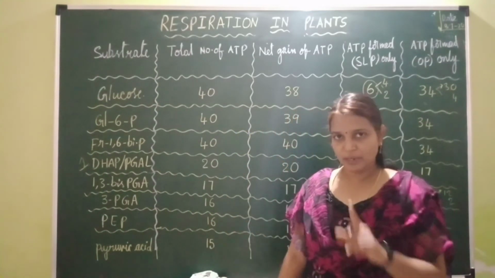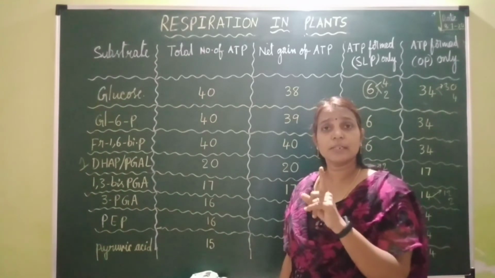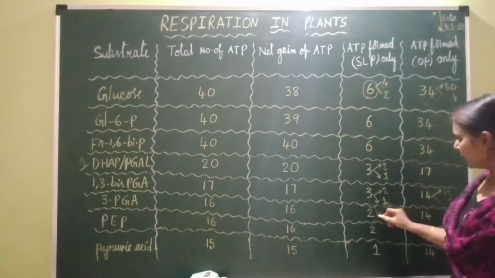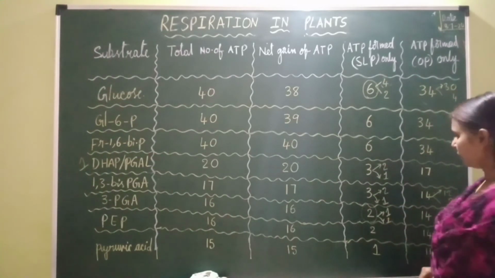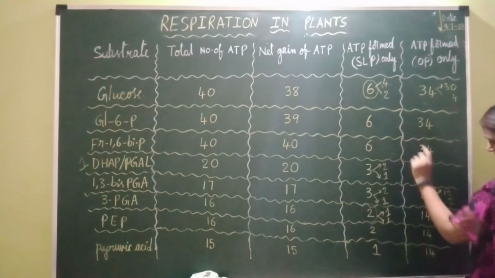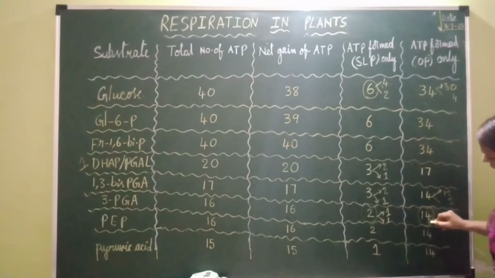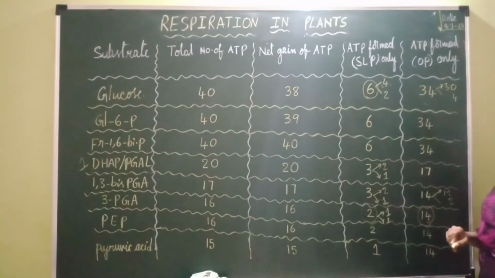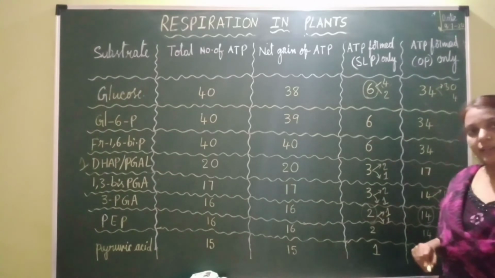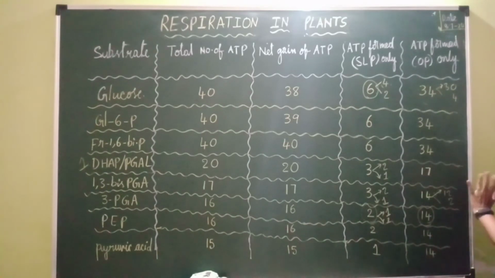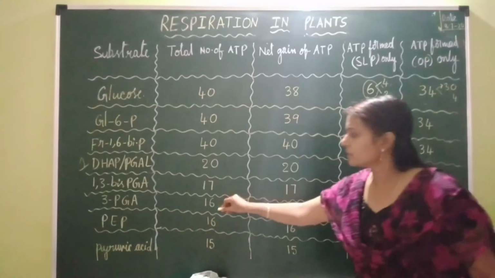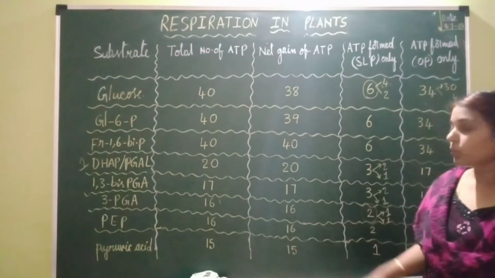So after 3-PGA, how many ATPs are formed? Only 1 ATP during glycolysis, that is during the 10th step, and 1 ATP during Krebs cycle, that is at the 7th step of Krebs cycle. So 2 ATPs are formed through SLP, and how many ATPs are formed through OP only? 14. In the same way, in link reaction 1 NADH2, in Krebs cycle 3. So 4 NADH2s and 1 FADH2 during Krebs cycle. So 4 NADH2 times 3 ATP is 12 ATP, and 1 FADH2 is 2 ATP. So 12 plus 2 is 14, plus 2 from SLP, total 16. The net gain is also the same because there is no consumption of ATP.